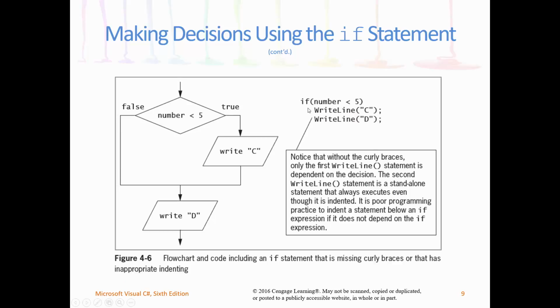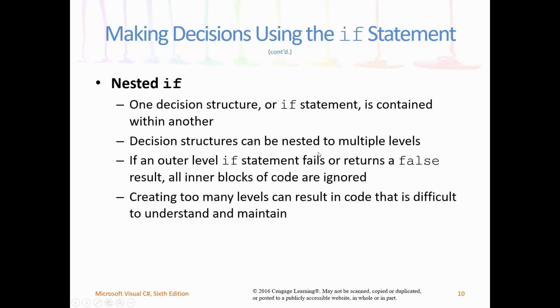Again, in this case, since you don't have the curly braces, let's say that number was less than 5. So let's say number is 2. So we are going to write this then. But since this is not in curly braces, you only do the first statement, but then you always do this. So even if number is not less than 5, let's say that number is 6. You skip this line here, but you still do this line. You need to use curly braces. All right? Okay.